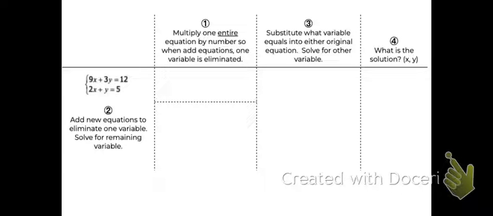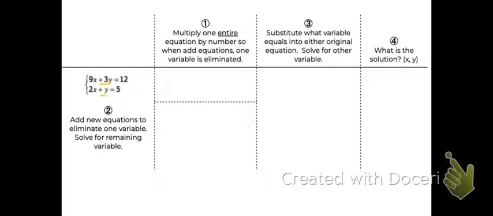If we look at the x's, we have a 9x and a 2x. Remember, we can multiply an equation by a number. We just need to make sure we multiply the entire equation, both sides of the equal sign, by that number. Is there something I can multiply 9x by to make it 2x? No, not unless it's a decimal. How about 2x? Is there something I can multiply 2x by to make it 9x? No. So we would have to multiply both equations by numbers in order to make the coefficients for the x's be the same. Let's look at the y's and see if that's easier.